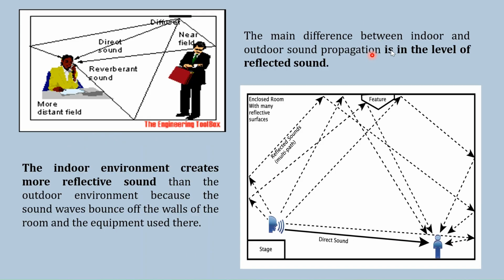The main difference between indoor and outdoor sound propagation is the amount of reflected sound, because when we talk about indoor, it is mainly an enclosed room where we have many reflective surfaces. It can be walls, ceiling, floor, or any other material placed inside a room. So the indoor environment creates more reflected sound than the outdoor environment, because the sound waves bounce off the walls of the room or from the materials placed there.